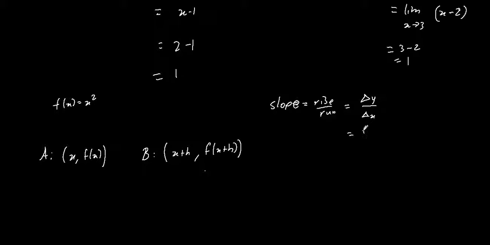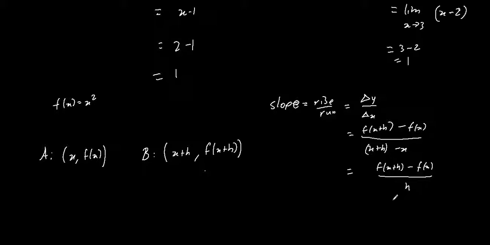Okay, so my difference in y is the difference in my y values here. So then I have f of x plus h minus f of x, all over x plus h minus x. And I'm just going to simplify this through. Then I have f of x plus h minus f of x all over, now x minus x just gets me 0, so I just get h. Okay, so I got this neat little thing here.